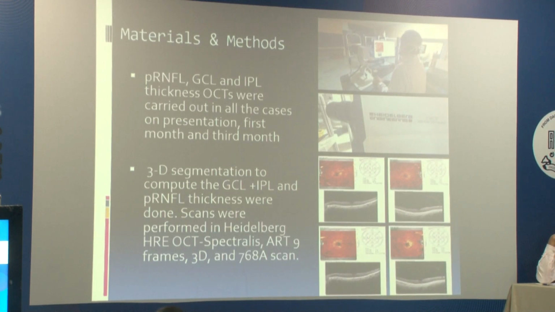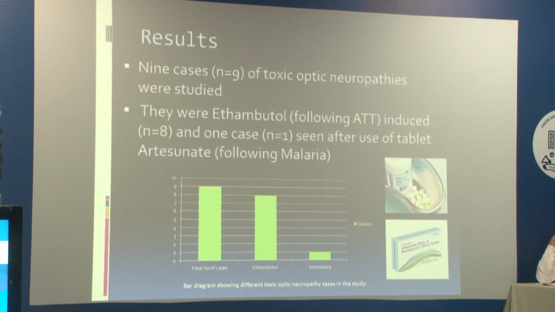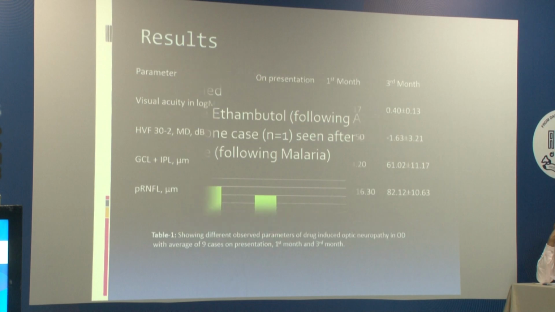Peripapillary retinal nerve fiber layer, GCL and IPL thickness in OCT were carried out in all cases on presentation, first month and third month. 3D segmentation to compute the GCL plus IPL and RNFL thickness was done. Scans were performed in Heidelberg OCT Spectralis, ART 9 frames, 3D and 768 A-scans were taken. 9 cases of toxic optic neuropathies were studied, of which 8 were ethambutol-induced ATT and 1 case of anti-malarial artesunate which was studied for the optic neuropathy.